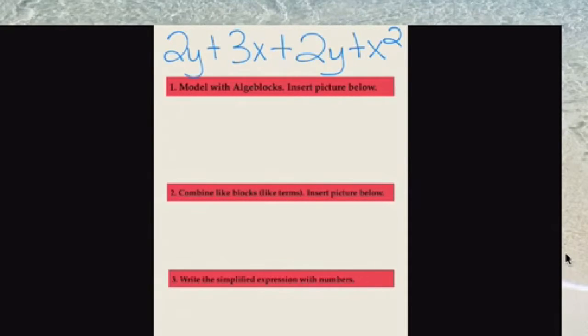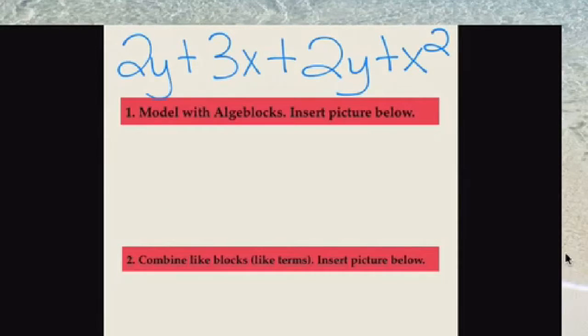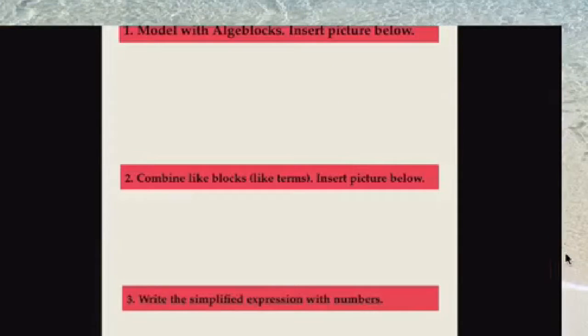This one's going to be a little trickier. We've got different variables in here to represent: 2y plus 3x plus 2y plus x squared. Okay, let's go to our mat. Alright, so once again we're starting with 2y. Remember, y is represented with the orange sticks. Okay, we need 2 of those on the positive side to represent 2y.